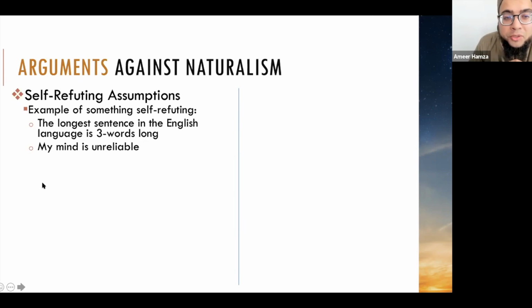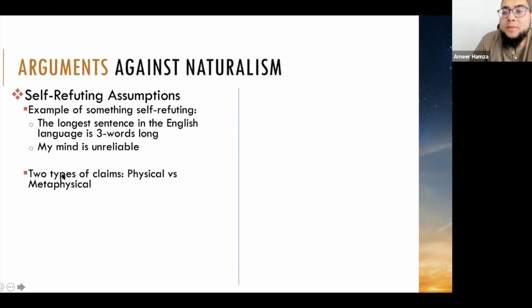Let me introduce to you another concept. There are two types of claims: physical versus metaphysical. Simply, a physical claim is something that you can physically verify, like you can scientifically study, put under a microscope or a telescope. Metaphysical claims, you can't do that. So I'm going to give you a bunch of examples right now. Pull up your chat boxes, and as many people as possible, even if 20 people say physical or metaphysical, we want to engage as many as possible.